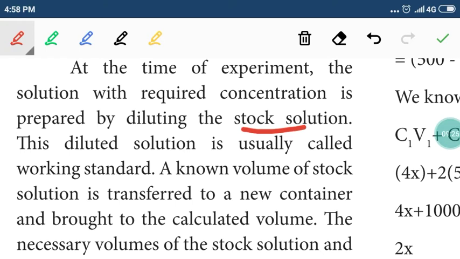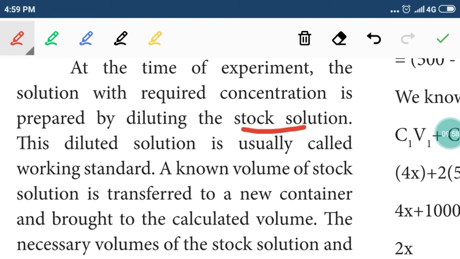This solution is maintained in the laboratory because for every practical we will give you a diluted solution. If one normal sodium hydroxide solution is prepared, for practicals held on Monday we may give 0.5 normal dilute sodium hydroxide solution. Tuesday for the next class we may give 0.1 normal. For Wednesday for another class we may give 0.75 normal solution. So from the 1 normal standard solution, for everyday practicals we may change the concentration by diluting the solution.